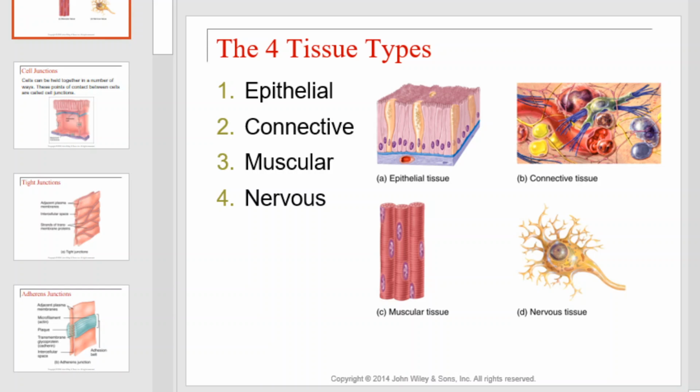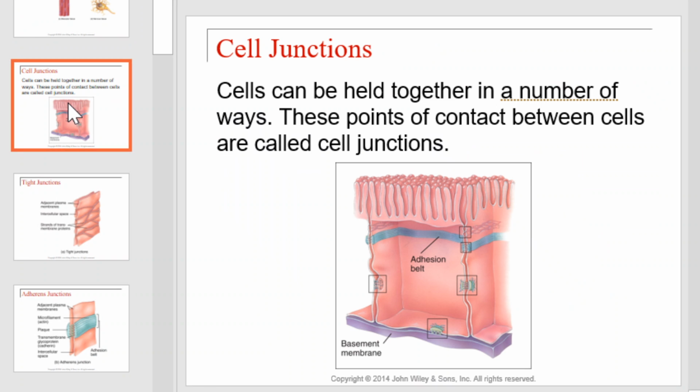In order to form a tissue, we must first assemble a group of cells. In order to assemble, cells must be held together at cell junctions. Cells can be held together in a number of ways, and these points of contact between cells, called cell junctions, are illustrated in the diagram that you see here.